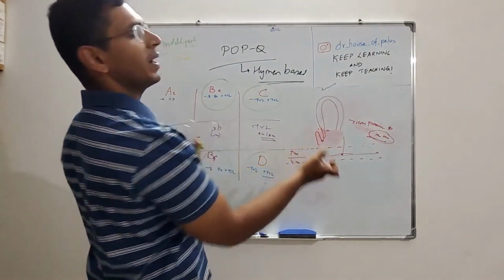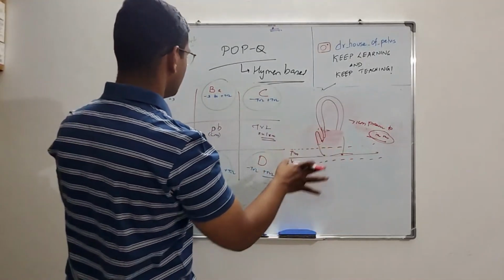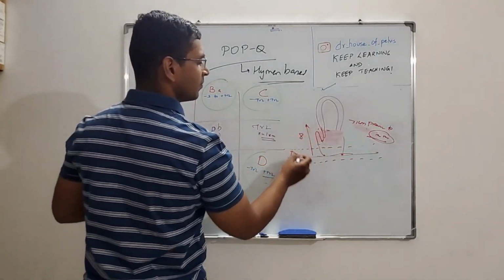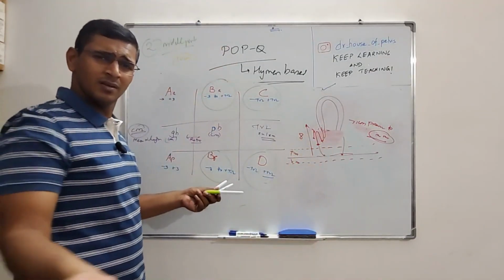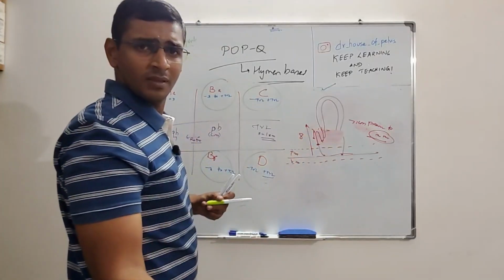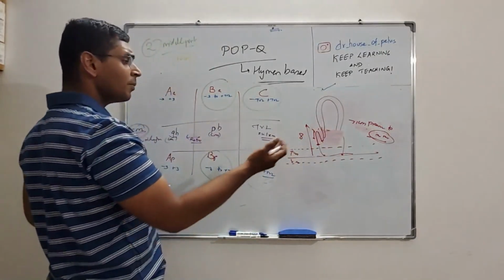From -3 it came to -2. It's fine. It's still a total of 8 centimeters from here, and 3 centimeters there. So I have a total of 5 centimeters of fall. That's allowable. Till then it will be stage 1 prolapse.